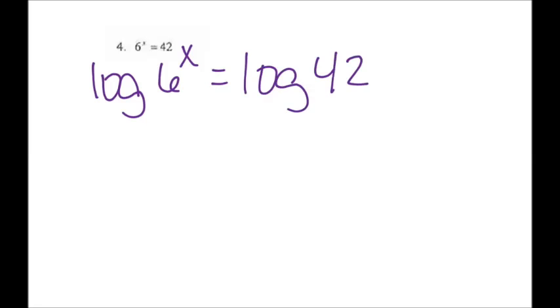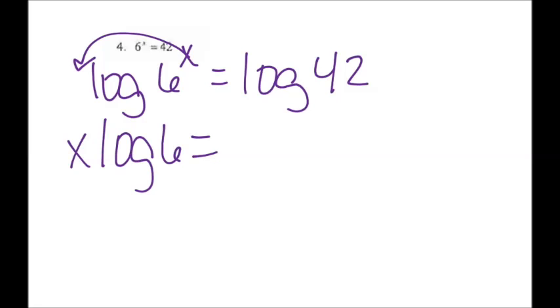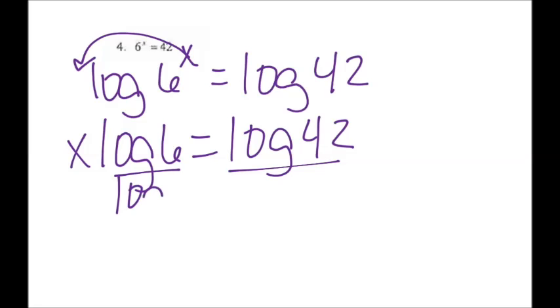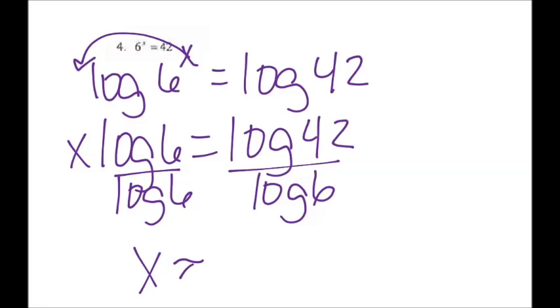So 6 to the x equal 42, rewrite it with log. Log of 6 to the x is equal to log of 42. Move your exponent. X times log of 6 is equal to log of 42. Divide both sides by log of 6. So log 42, close parentheses, divided by log 6, and x is approximately 2.086.